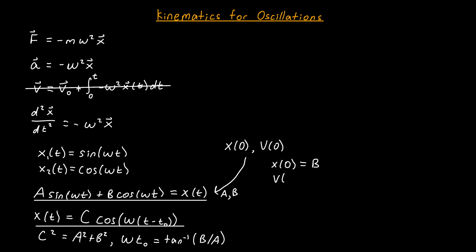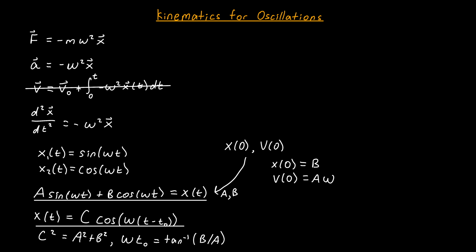And v of 0, well, to find the velocity as a function of time, all we need to do is take a derivative. So the first term will give us a omega cosine omega t, which turns out to be a omega times 1 when t equals 0. And the second term will give us something proportional to sine omega t, which goes away when t equals 0. So just by knowing x of 0 and v of 0, our initial conditions, we can figure out that b is equal to that initial position, and a is equal to the initial velocity divided by omega.